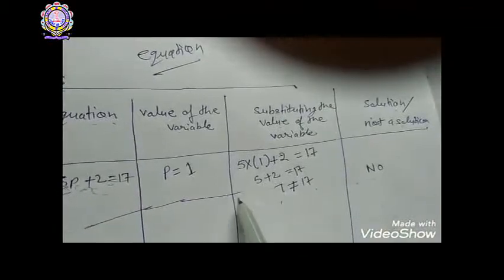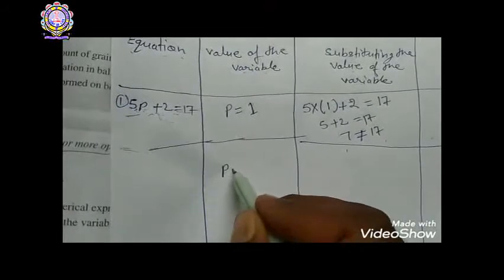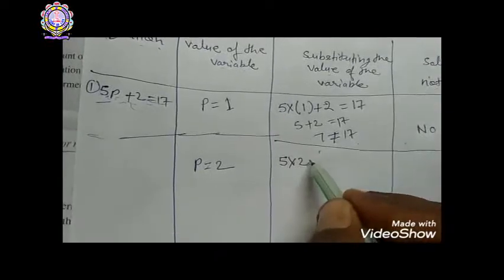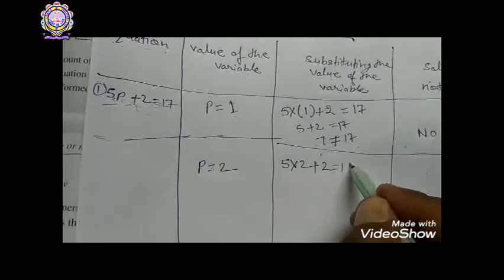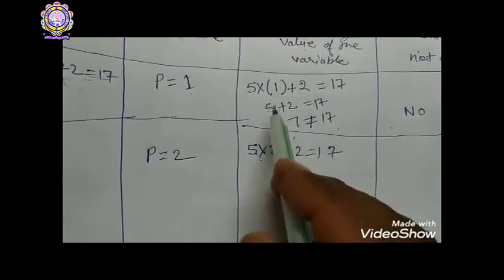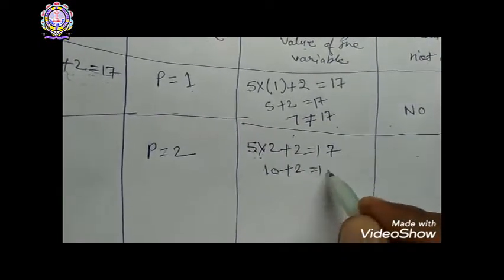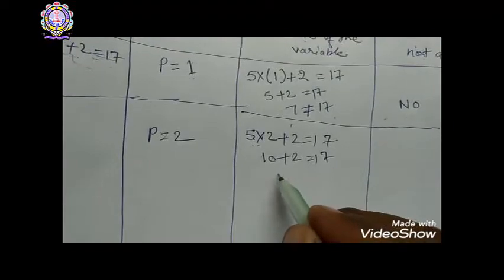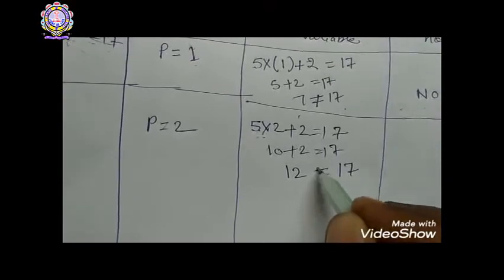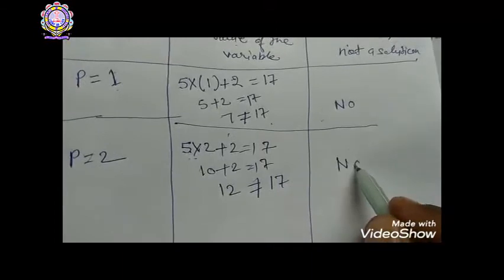Draw a row from here. Now p is equal to 2 and substitute the value: 5 into 2 plus 2 equal to 17. 5 is the same and the value here changes: 5 into 2 is 10, plus 2 equal to 17. So you get 12, which is not equal to 17. So what do you write here in the solution? There is no solution.